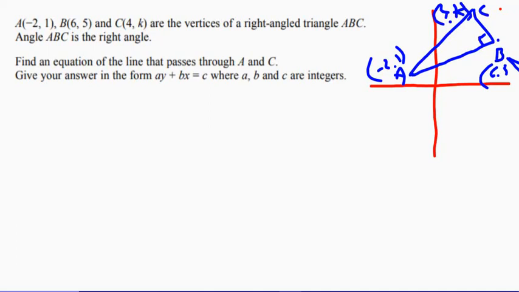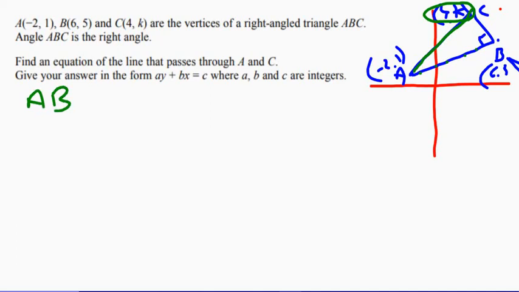Right, so what do we need to do? It says find an equation of the line that passes through A and C. So annoyingly, we're going to have to work out the equation of that line. In order to do that, I really need to know what k is. So to find out what k is, I'm going to think about the gradient of this line just here between A and B.